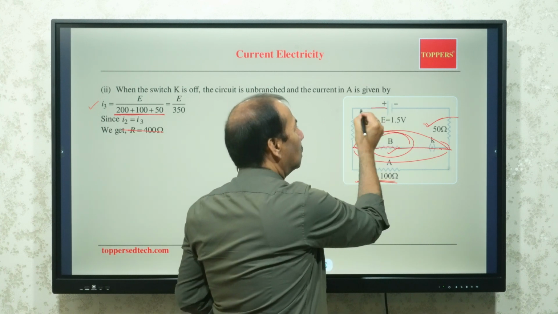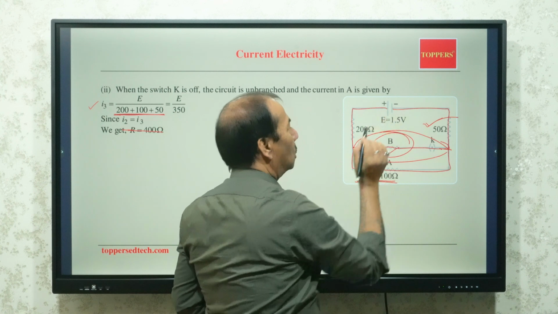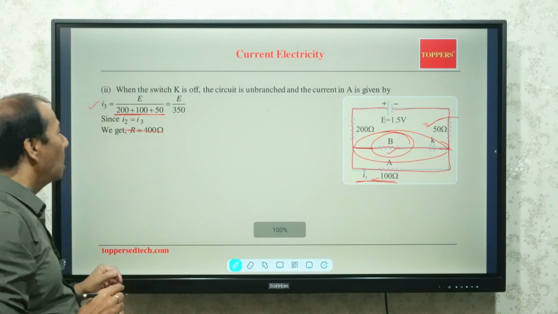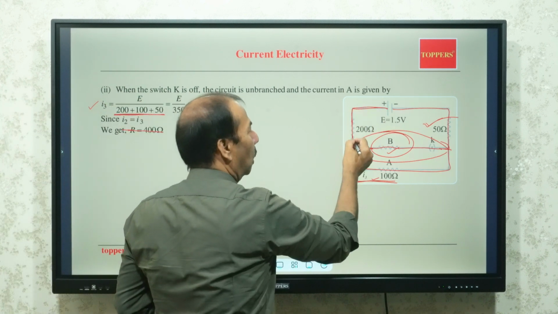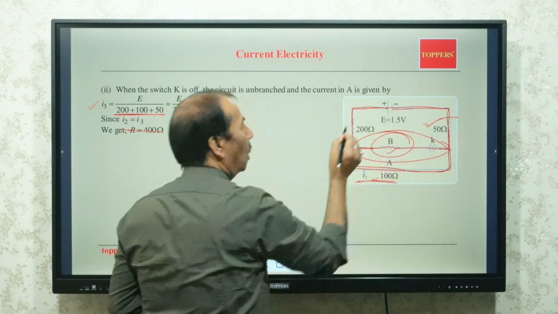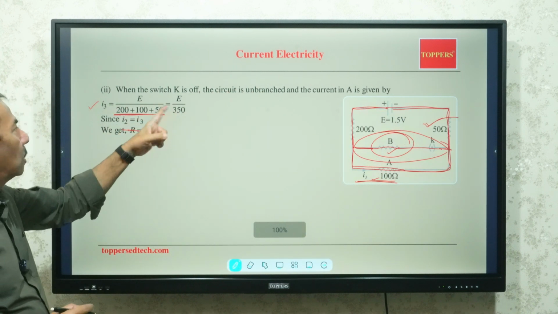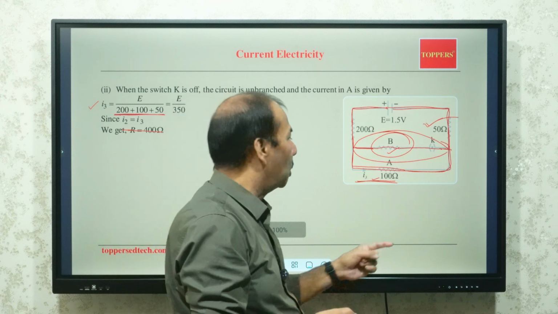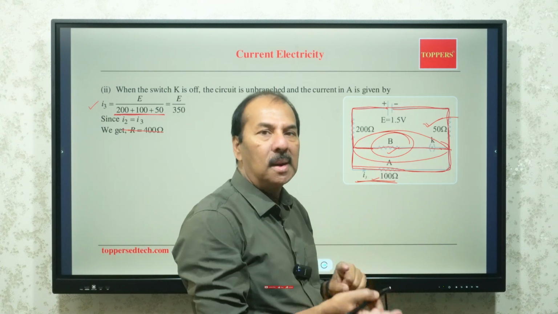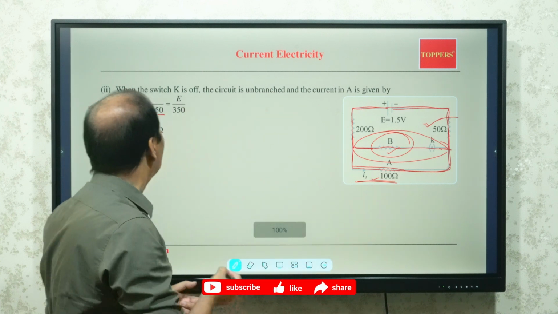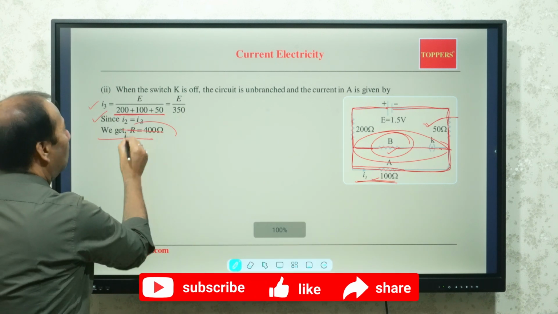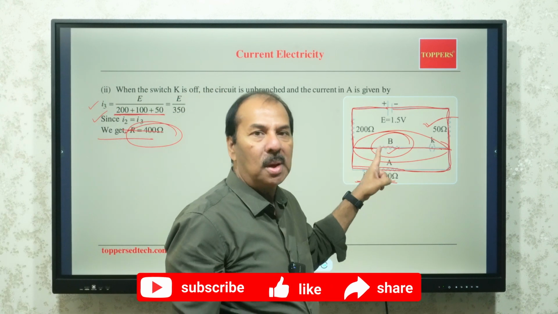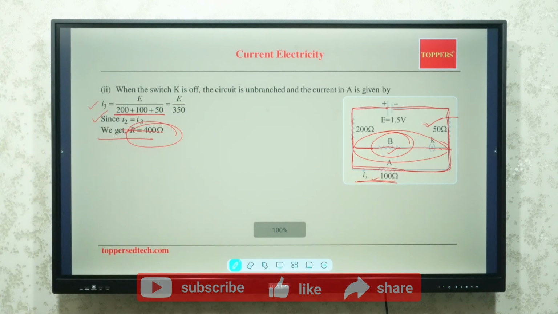So you have a single circuit starting from here and coming back to this point. There is no branching on this side because there are no resistances here. If you start from this point, 200 plus 100 plus 50, all are connected in series, so the equivalent comes as E upon 350. But the question says I2 and I3 remain the same, because initially whatever was the current, finally that is going through this 100 ohm resistance. So I2 is equal to I3. Equating these, we get R is equal to 400. From that we got the value of the resistance of B. This way we can simplify that.